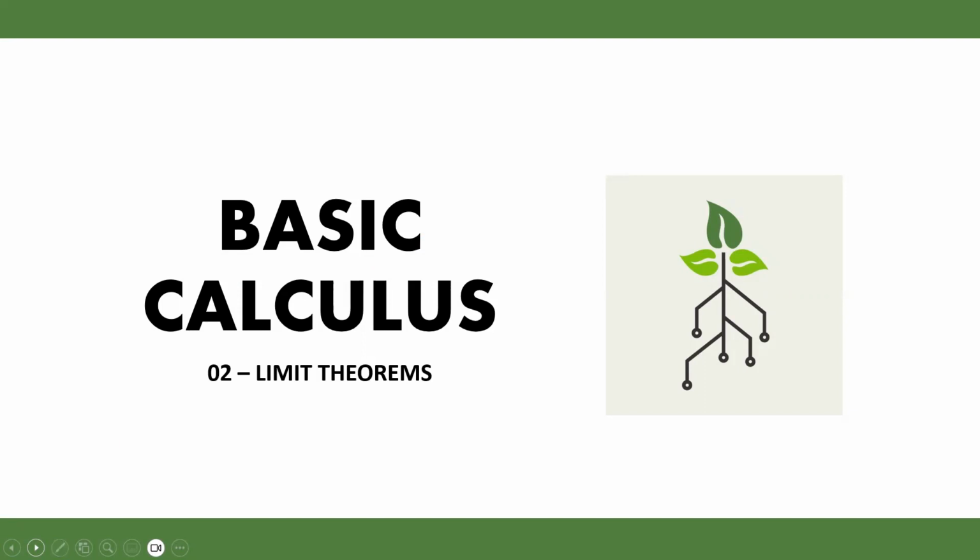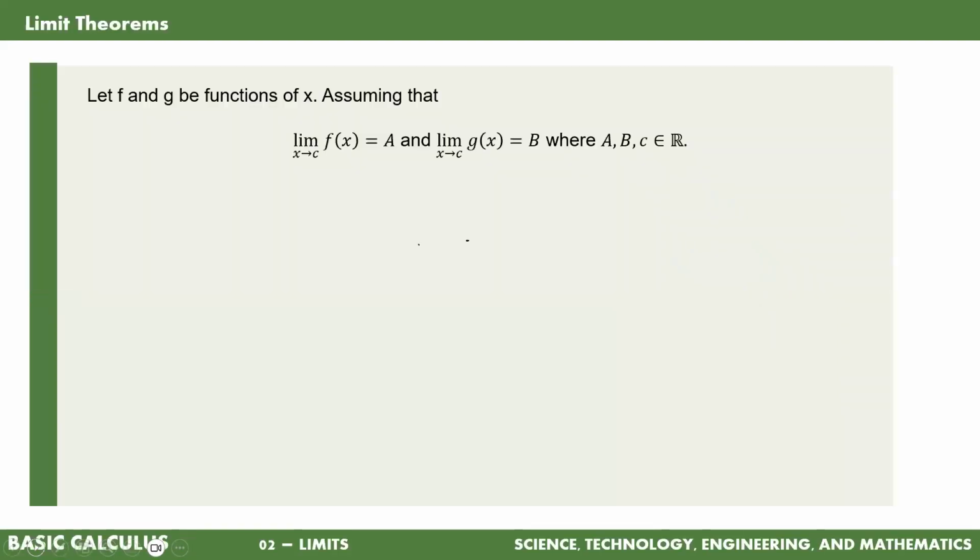So let's start. So let's say, let f and g be functions of x, and assuming that the limit of f of x as x approaches c is equal to a, and limit of g of x as x approaches c is equal to b, where a, b, and c are real numbers. So, pag nakakita kayo ng ganitong notation, huwag kayong matakot. So, ang ibig sabihin lang niyan, meron tayong dalawang function. Yung una, yung f of x, tapos yung pangalawa, yung g of x.